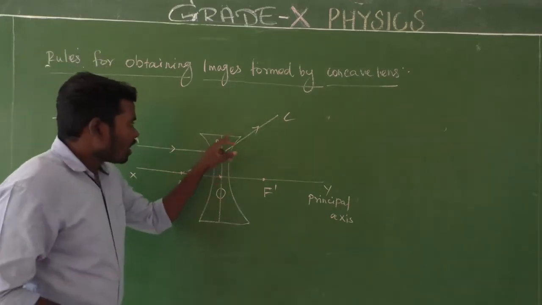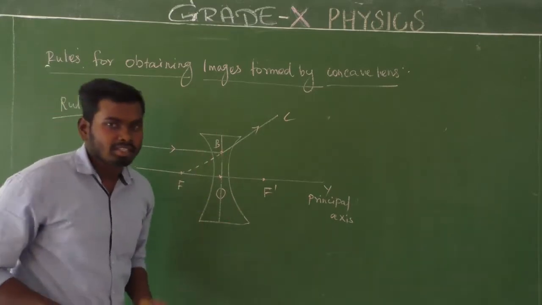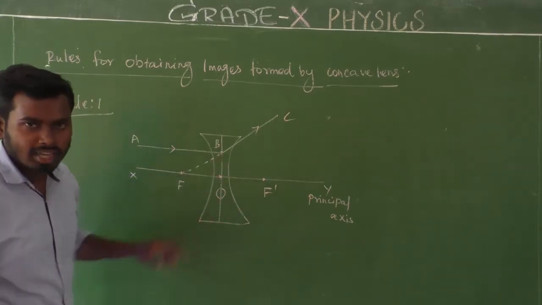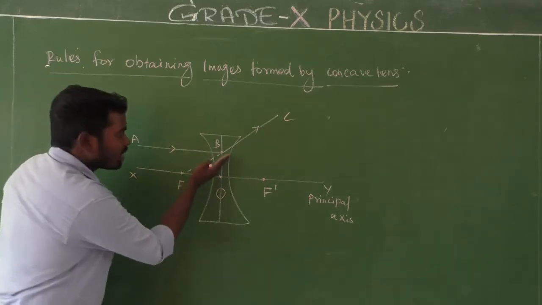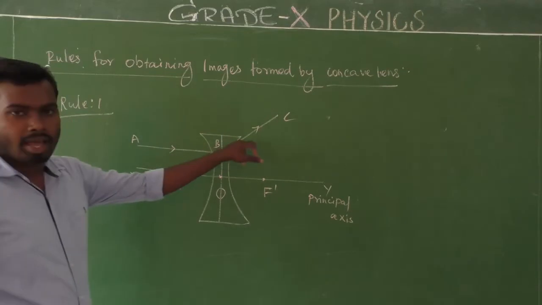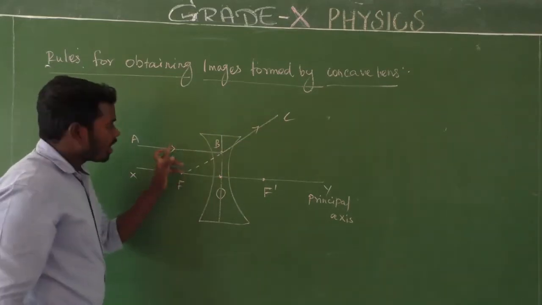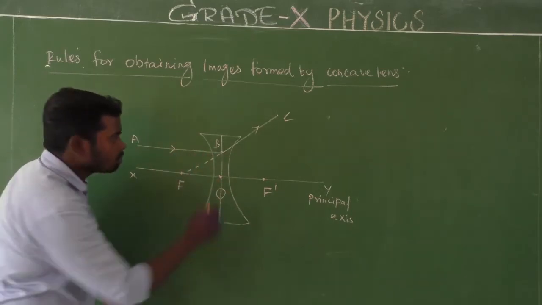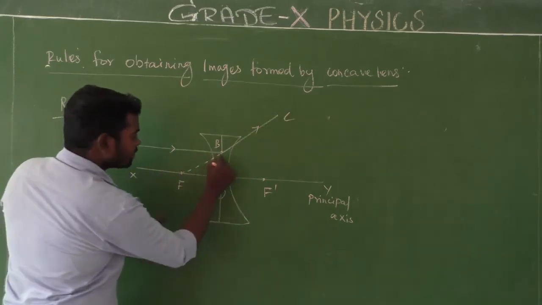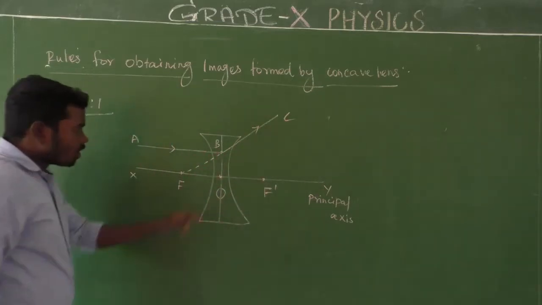Yes. So a concave lens is a diverging lens. After refraction, the concave lens diverges the ray of light. Is it clear? Yes. So after refraction, the ray of light's direction becomes BC. This is BC. So BC is a refracted ray. Am I right? Yes. So look at here.